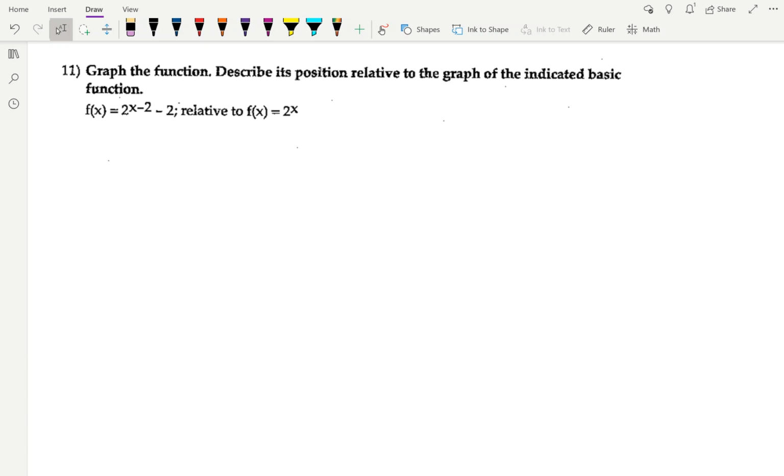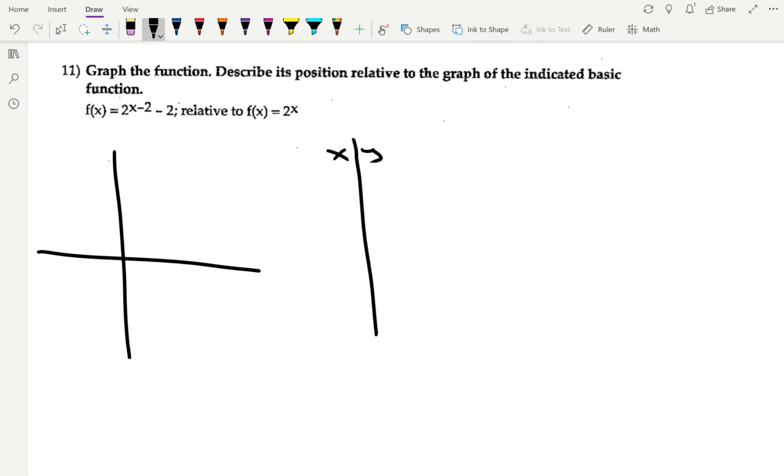Graph the function, describe its position relative to the graph indicated in the basic or the family of functions. I'll say 2 to the x. If you're not sure about these things, always just graph them. So always start with 0. If x is 0, anything to the 0 power is 1. 2 to the 1 is 2. 2 to the 2 is 4, and that's enough for me. So at 0, we get 1. All right, so we're going to get something like this.